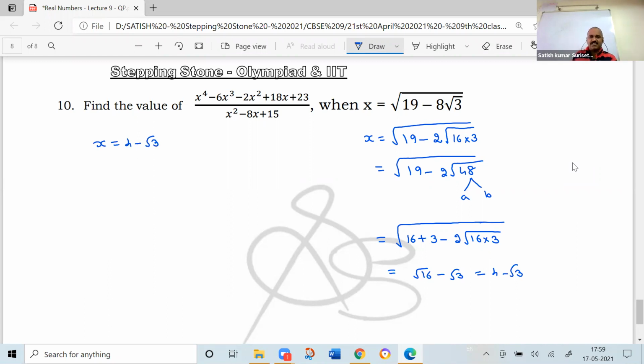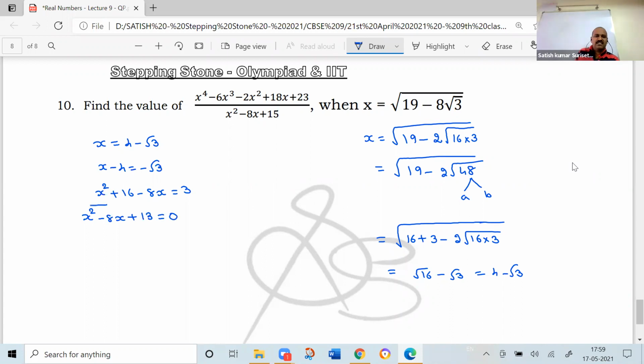Now again, this also you cannot substitute directly because it is very difficult to simplify. So we'll eliminate the radical here. So x minus 4 equal to minus root 3. Now squaring on both sides. So x square plus 16 minus 8x equal to 3, because minus root 3 whole square will become 3. Take the left side. So x square minus 8x plus 13 equal to 0.